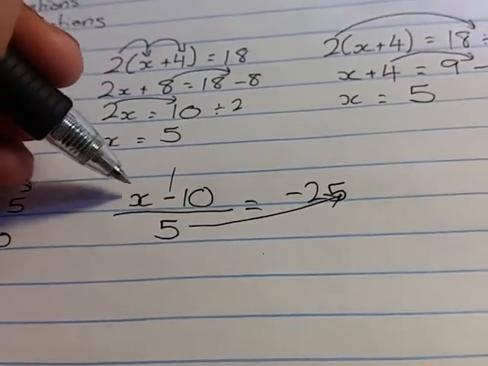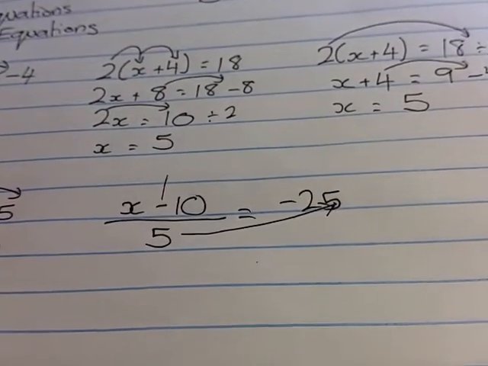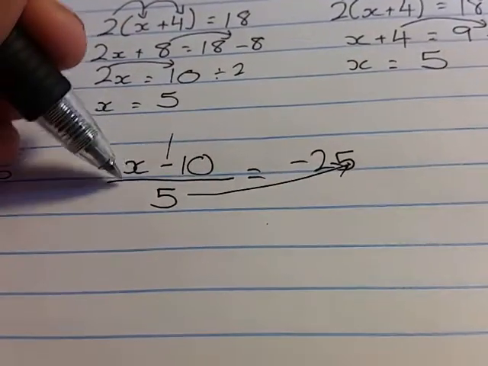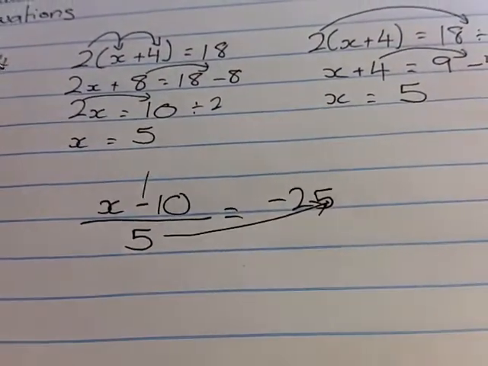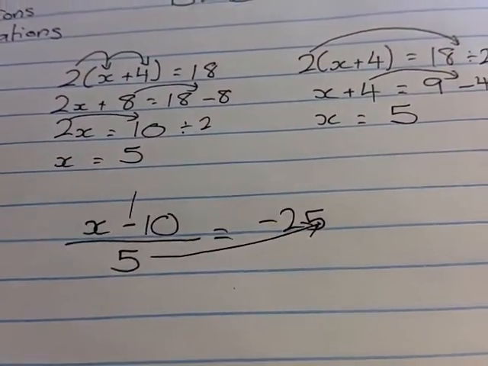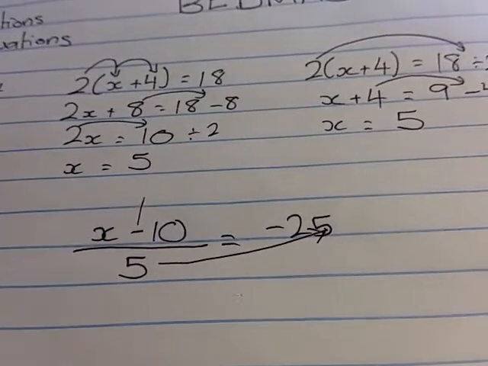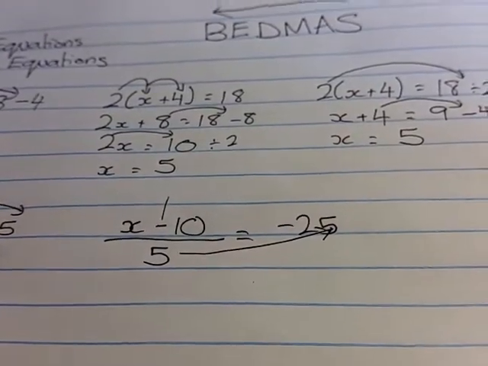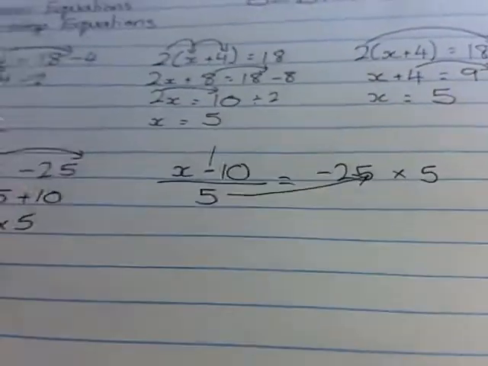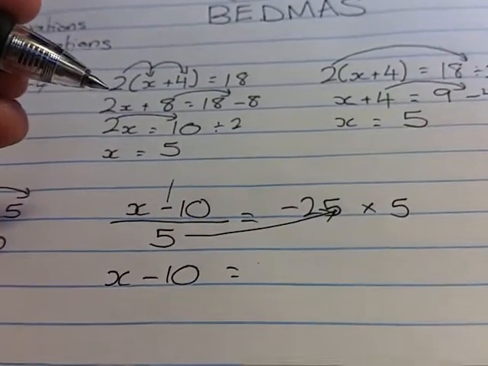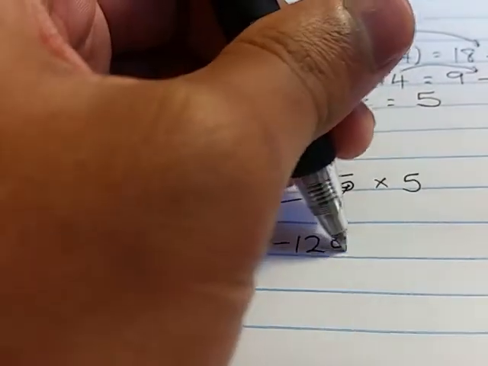And also, if you remember your conventions of algebra, this would then technically be in a bracket if you had to write it out in full. So we are technically following reverse BEDMAS. But remember, your equations are like onions. We're working from the outside in. So you move that division by the 5 first, which will turn into a multiplication by 5. So you have x minus 10, which equals negative 25 times 5, which is negative 125.